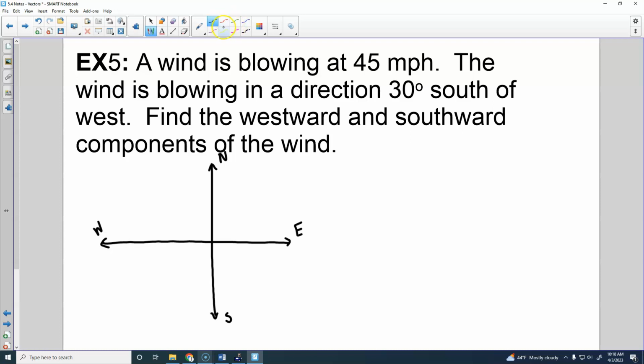So south of west tells me that west is my main direction, and I'm going 30 degrees to the south of that. So when I draw this vector here, I will have a dot on this end. That's where I'm starting. And I will have an arrow on this end, and this angle right here will be 30 degrees. And I will label the length of this side as 45.